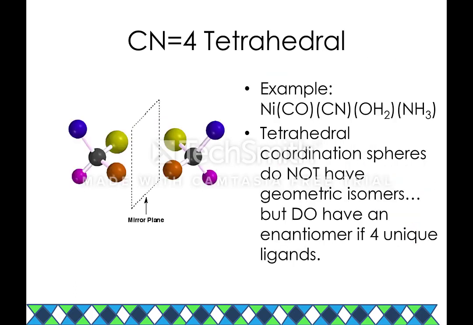Okay, we could also have a coordination number 4 that's tetrahedral. If we had a formula that was a metal with 4 different ligands, such as nickel with a carbonyl, cyano, aqua, and ammine ligand, we would not have any geometric isomers. So tetrahedral coordination spheres aren't ever going to have geometric isomers, but they will have enantiomers if you have 4 unique ligands.